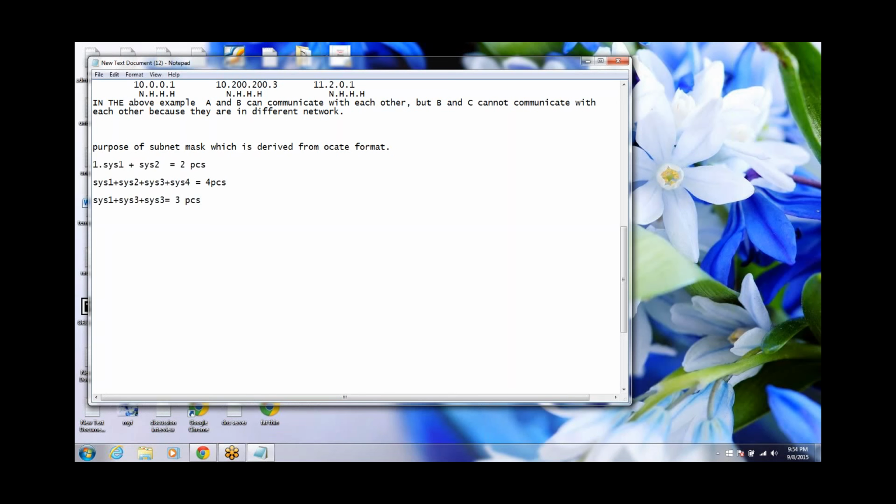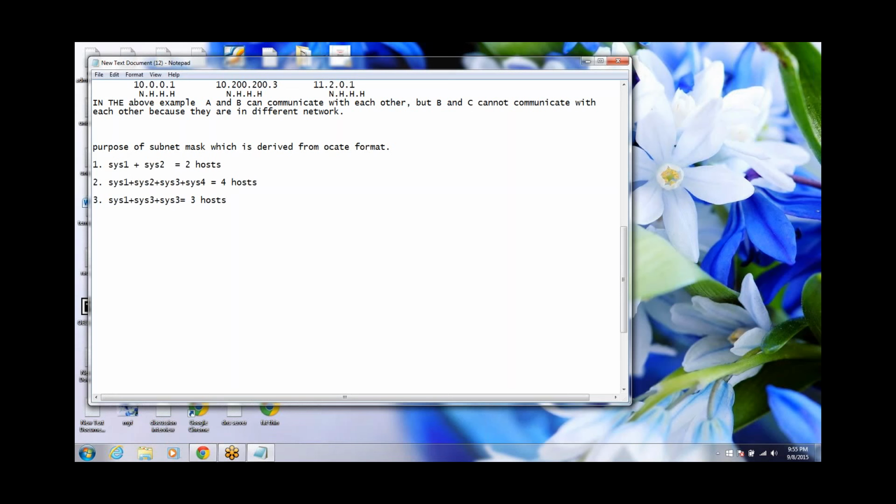In the first network, assume that we have two systems. In the second network we have four systems, and in the third network we have three systems. These PCs are also called hosts, so we have two hosts, four hosts, and three hosts. So we have three different networks: network 1 has two hosts, network 2 has four hosts, and the third network has three hosts.